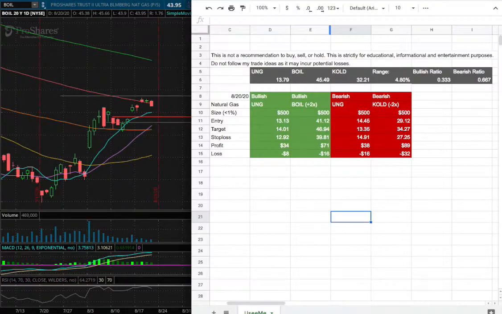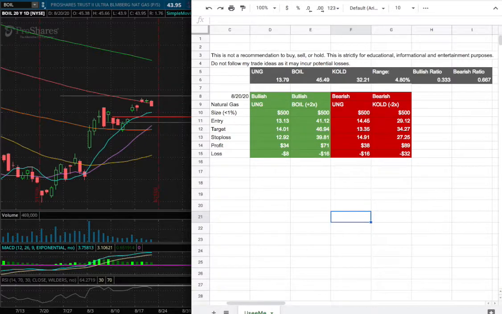And then for my trade idea of the week, my position size will be less than 1% of my portfolio, and my entry for my long position on BOIL will be at $41.12. That is slightly below the 9-day moving average, this blue line, that will be my long entry here. And as for my sell target, it will be $46.94. That is slightly above where we encounter resistance. And for the stop loss, my stop loss will be at $39.81.